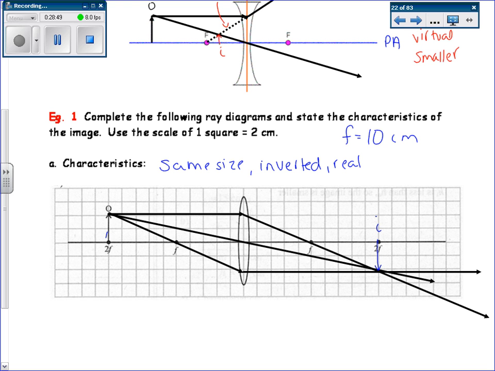Inverted and real always go together. Erect and virtual always go together. So if you can find one, you can find the other. Okay. Any questions?